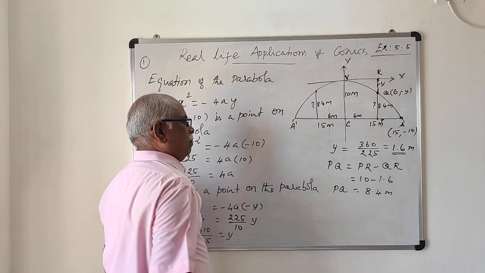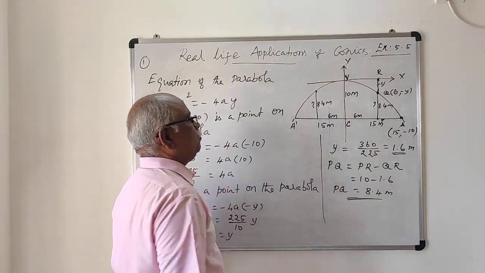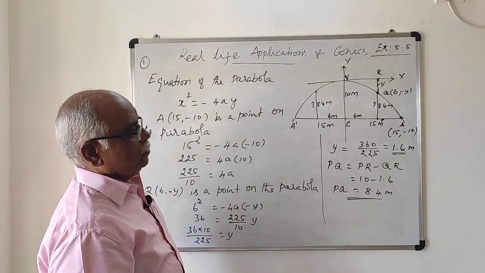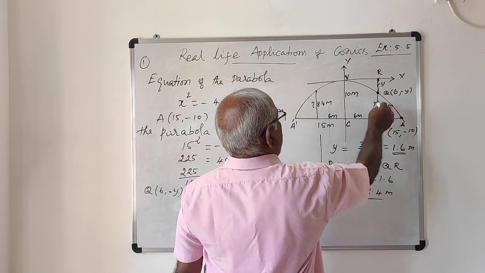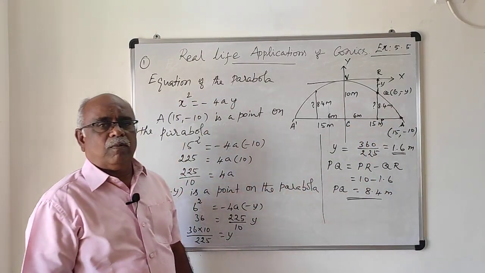That's all about the problem. So the answer is 8.4 meter. That's all about the first exercise, first problem. The height of the bridge 6 meter away from the center is 8.4 meter.